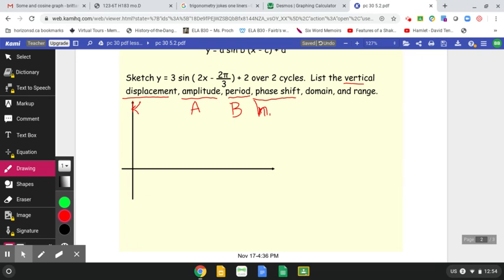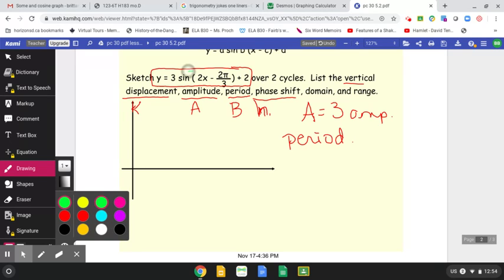Okay, so let's look at the actual equation itself. It says y equals 3 sine bracket 2x minus 2 pi over 3 plus 2. So my A value I can find right away. A equals 3. Absolute value of 3 is 3, so that's my amplitude. Okay, period deals with B. Now, B should be right here in front. Okay, but there's nothing there.